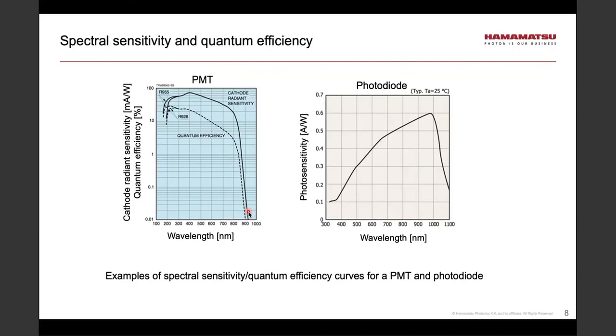One can see that the sensitivity varies, and for this particular PMT, the largest photocurrent for a given incident light power will be obtained at 400 nanometers. On the right-hand side, we see a corresponding plot of photosensitivity as a function of wavelength for a photodiode. In fact, every photodetector, no matter what its type or model number, will have such a curve provided by the manufacturer.